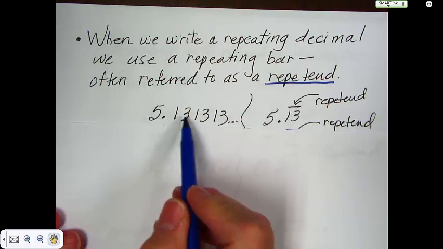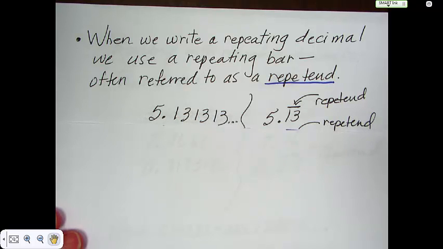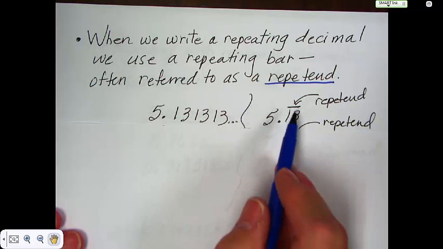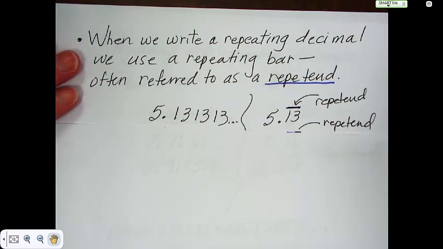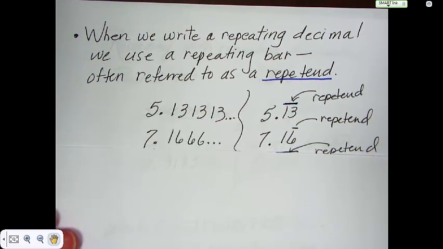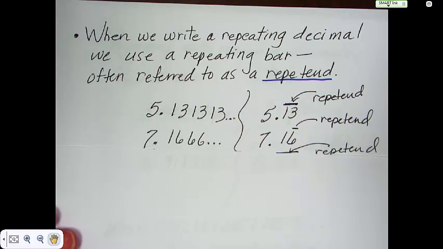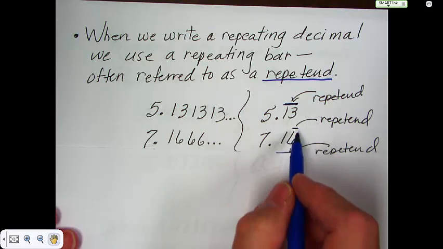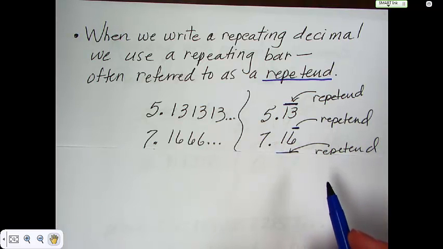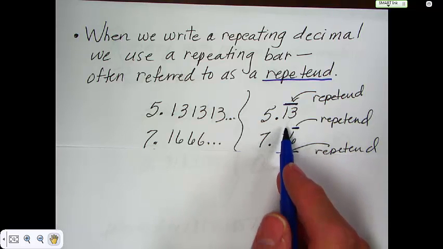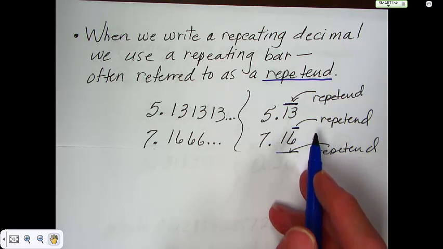So 5.131313131313 could just be written as 5.13 with the repetend above the 13. 7.166666 forever can be written as 7.16 with the repetend only above the 6. Again, I say, don't get sloppy with this. If you put it above the 1 and the 6, then I'm going to think, and so is any other teacher that I know, that it's 7.1616161616. So it's very important.